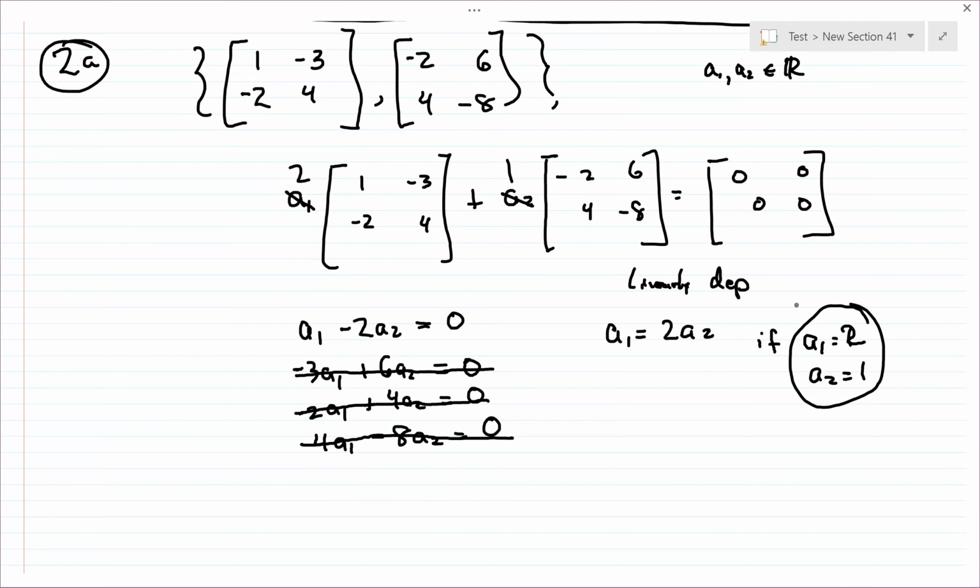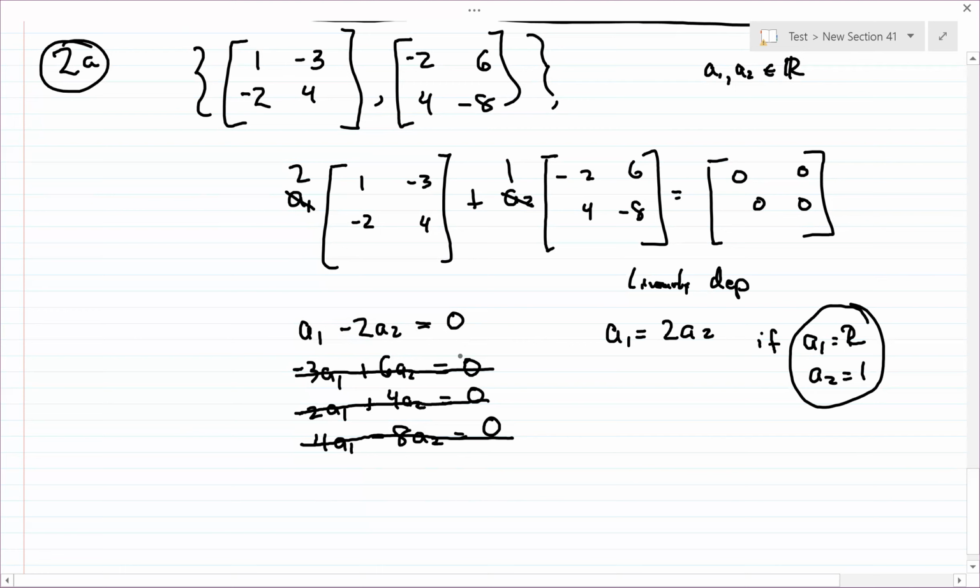So the set is linearly dependent. Now, I just happen to notice that all these equations are the same as the first one. And if you have one equation and two unknowns, then you can set one of them equal to something and the other will be something else, and those numbers will solve it.